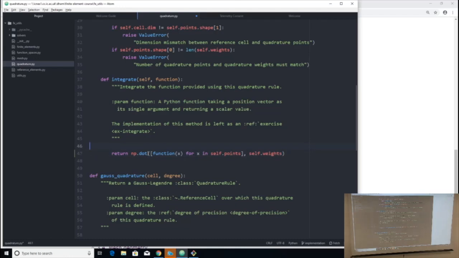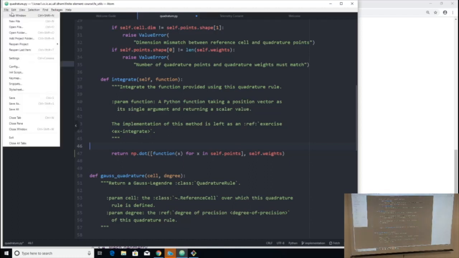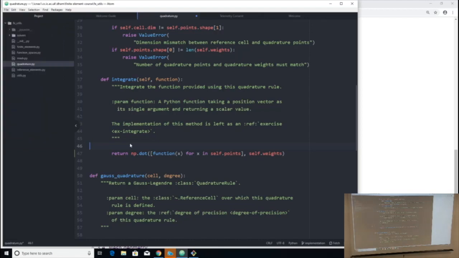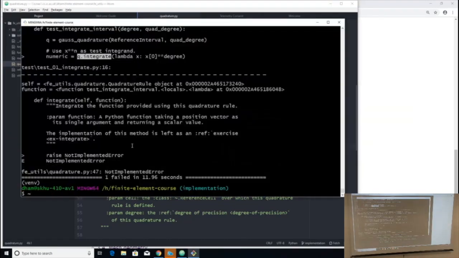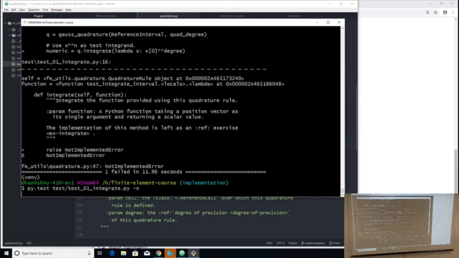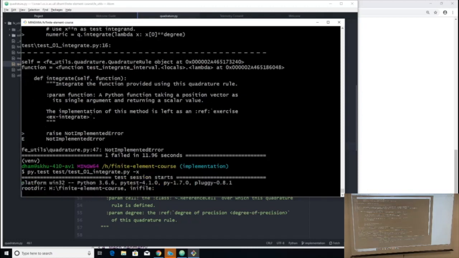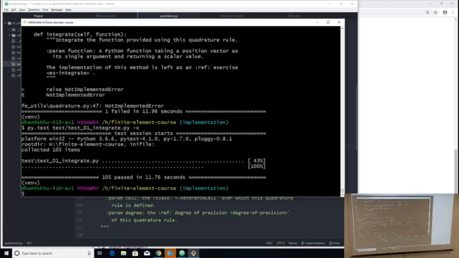So for those of you who haven't seen this bit of Python before, that thing's called a list comprehension. So I wrote square brackets to make a list, and then I use set theoretical notation. So I say things in the set for values of this in that. And so what I now need to do is save. Same thing is save. And do this again. Boom, 105 tests passed.